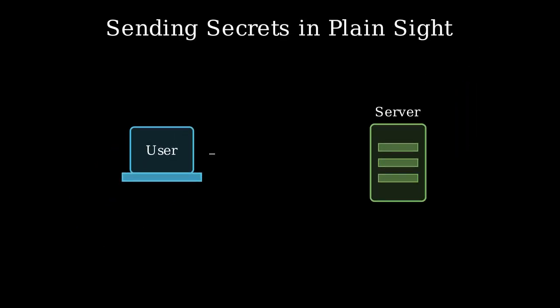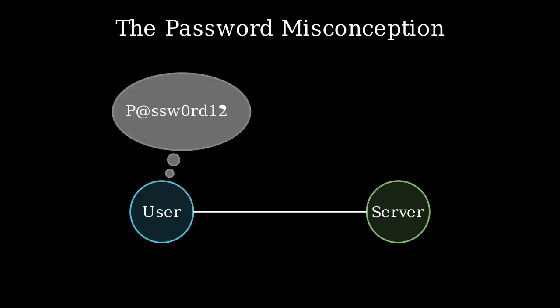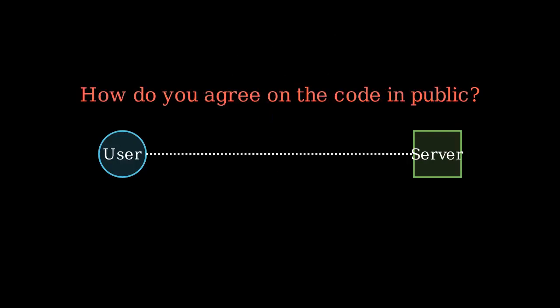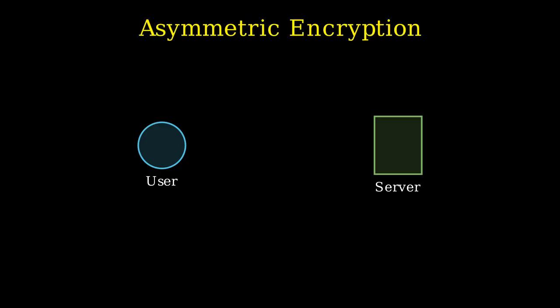We need a way to send secrets in plain sight. Pause here and predict. How do you securely agree on a secret code if someone is listening to your very first word? A common misconception is that you just need a really good password. But if you have to send the password to the server to start the chat, the eavesdropper gets it immediately. The brilliant solution is asymmetric encryption.